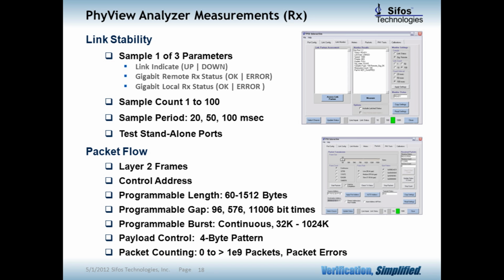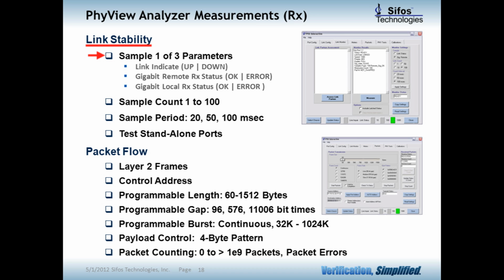The PhyView analyzer provides 2 measurement types that are utilized in 10, 100, 1000 receiver testing. Link stability is an extension of the link status measurement described earlier. Link stability involves periodic sampling of the link status function over a specified count of samples. The link status parameters sampled are link indicate, gigabit remote RX status, and gigabit local RX status. While link indicate, that is, link up or link down, can be sampled at any link rate, gigabit receiver status can only be sampled on 1000 base T links.